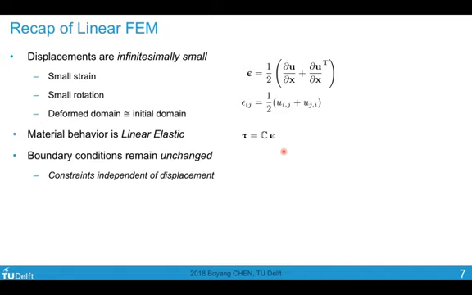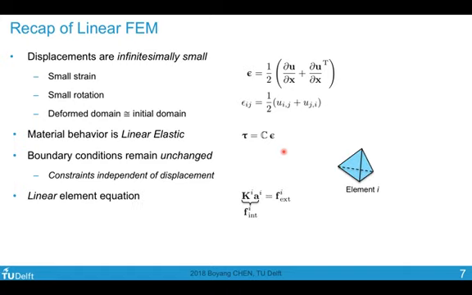The third assumption is that the boundary conditions remain unchanged throughout the analysis, which means that the constraints between the nodes remain unchanged throughout the analysis. Whenever we have contact, then this condition would be violated, because contact creates new constraints between a pair of surfaces, and this condition would not be valid anymore.